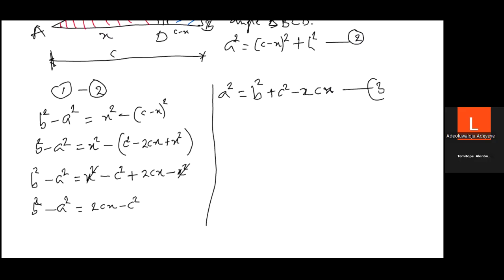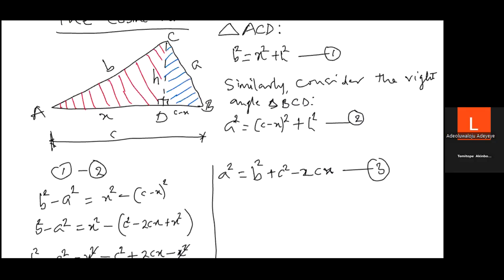Now, we need to get rid of this x. To get rid of that x, we'll go back to triangle ACD. We will now use trig ratio. Don't forget triangle ACD is a right angle triangle. Is that clear? It's a right angle triangle. So using trig ratio, that is SOHCAHTOA, I want to get rid of this x in equation 3.